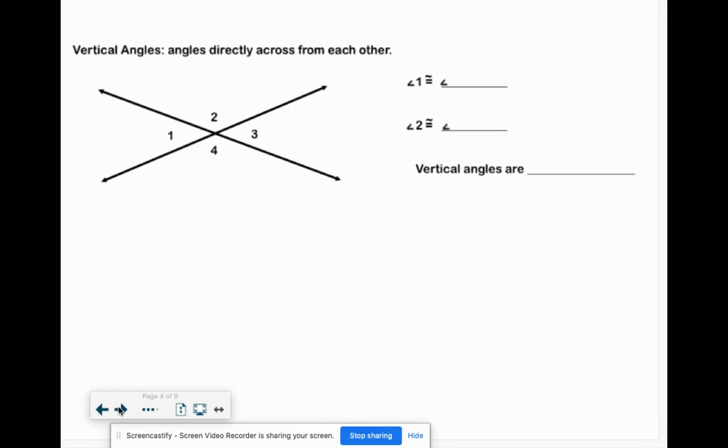The best part about vertical angles is that they are congruent, meaning that they are... do you know what congruent means? Like they equal the same? Yeah, they're the same. So like you said, angle 1 is congruent to angle 3, so we can put 3 here. And angle 2 is congruent to angle 4. And we just told ourselves that vertical angles are congruent.